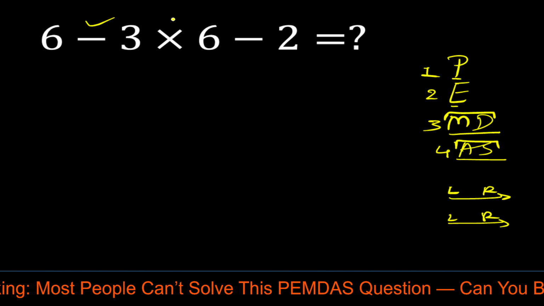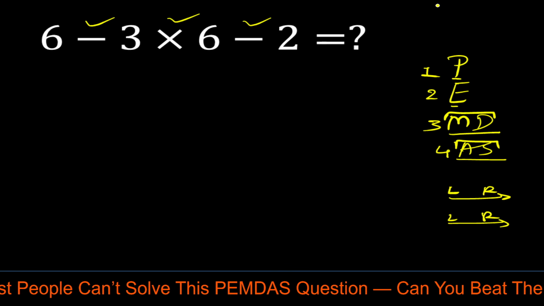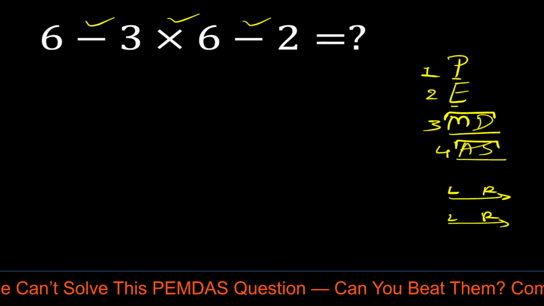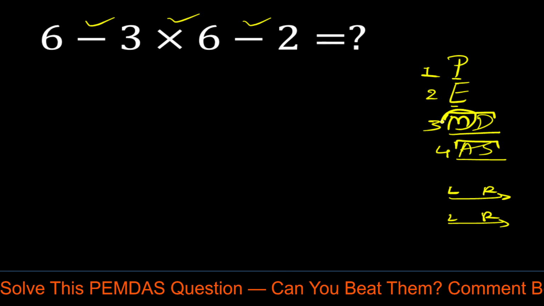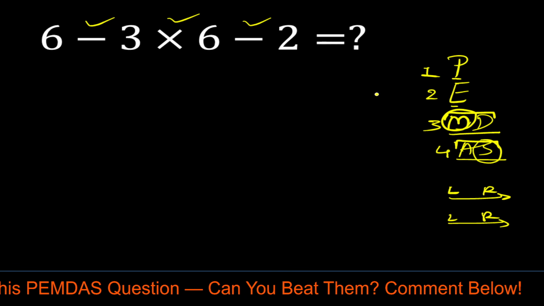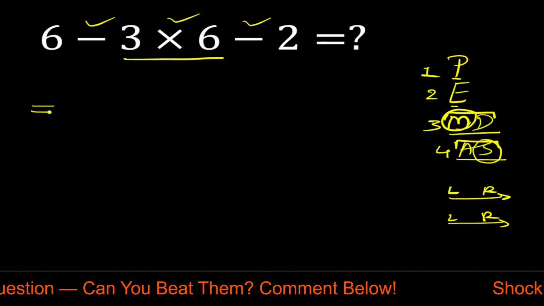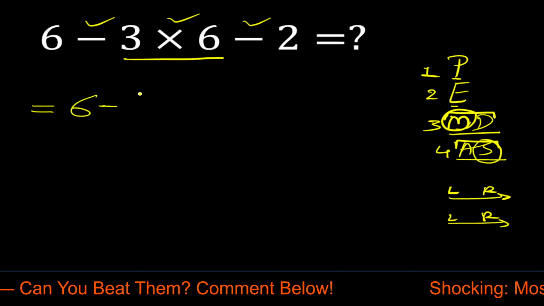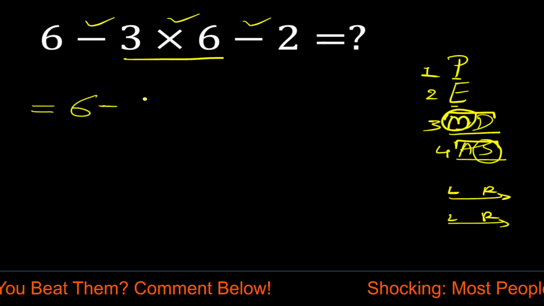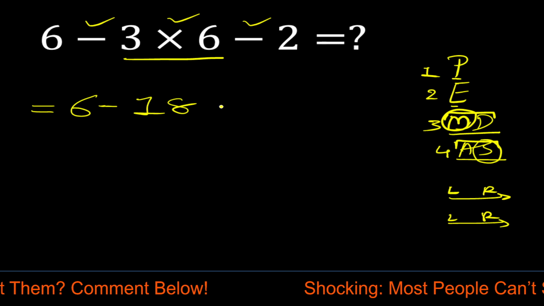So in this question, here we have subtraction, here multiplication, and here subtraction. So according to the PEMDAS rule, first we have to solve multiplication, then we have to solve subtraction, right? So first we have to solve this multiplication. So now 6 minus, now solve this multiplication, 3 times 6 is equal to 18 minus 2.